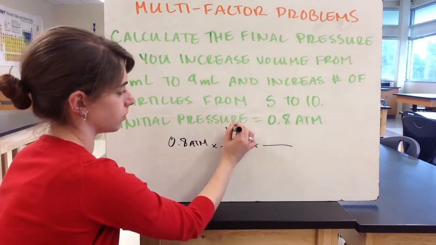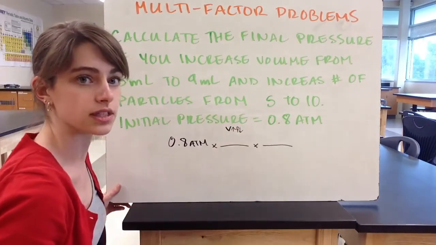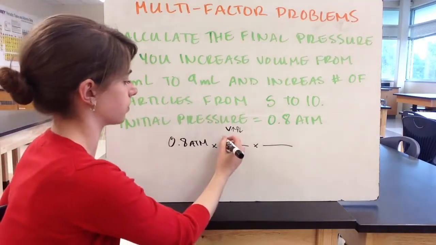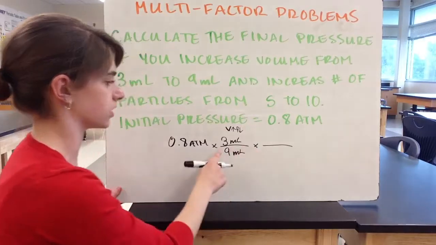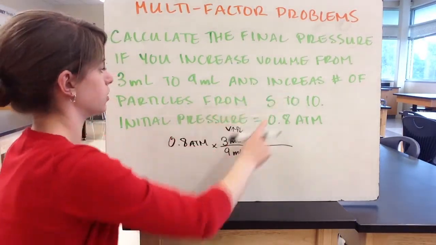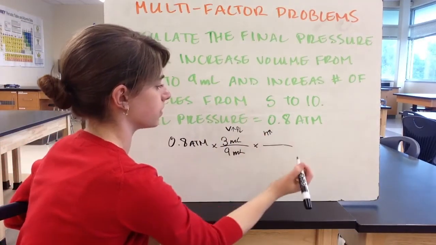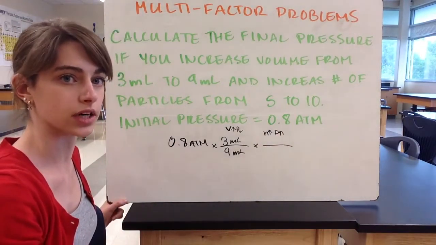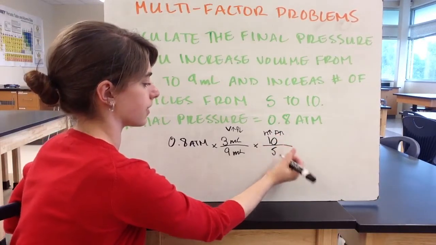Our volume went up, which means we need our pressure to go down. Since we need our pressure to go down, we need the smaller number on top. So we're going to put 3 milliliters over 9 milliliters. That'll make our pressure go down. Our second factor increased the number of particles from 5 to 10. So if our number went up, we would expect our pressure to go up. So we need to multiply by a factor that'll make our pressure increase. So we're going to put the bigger number on top and the smaller number on the bottom.